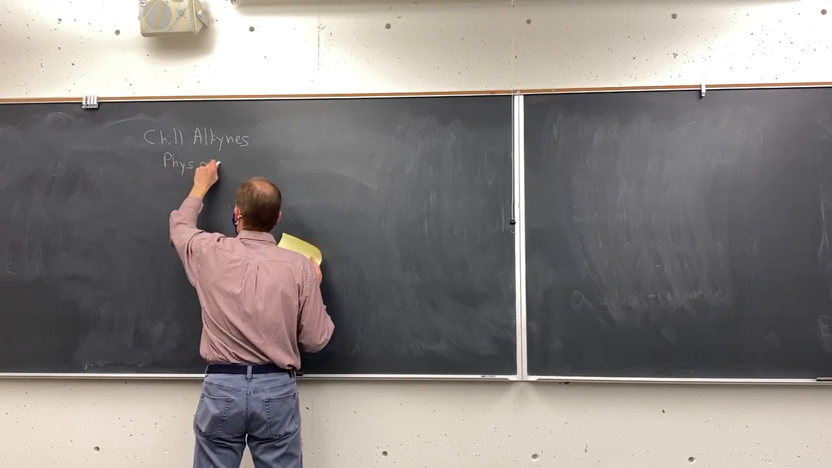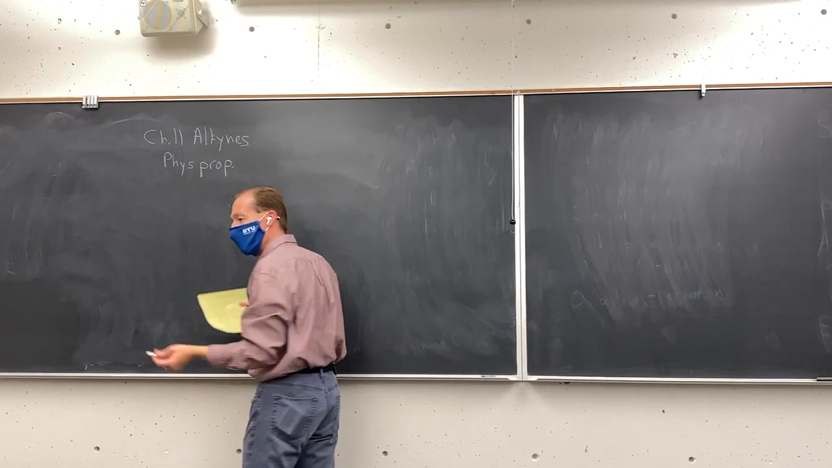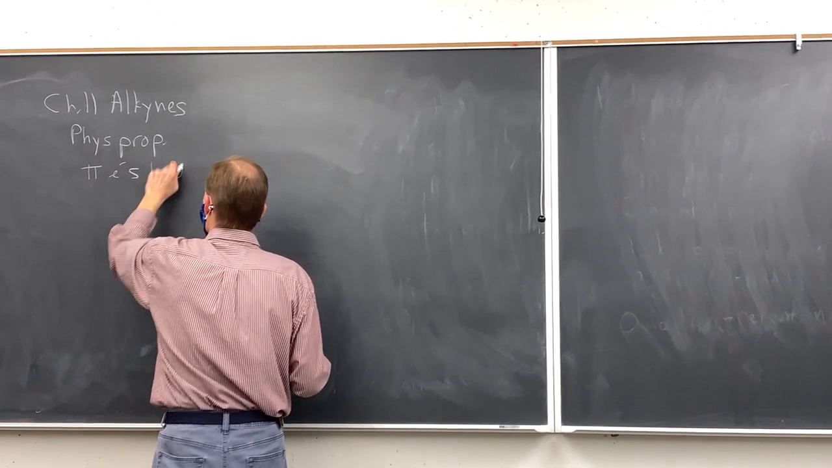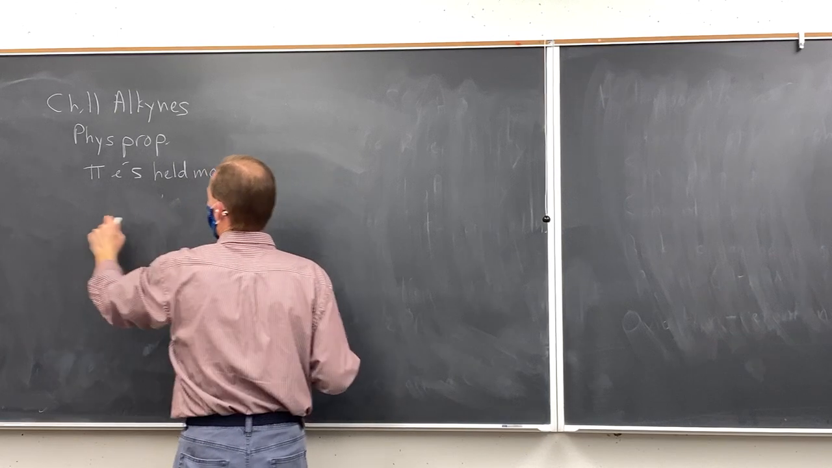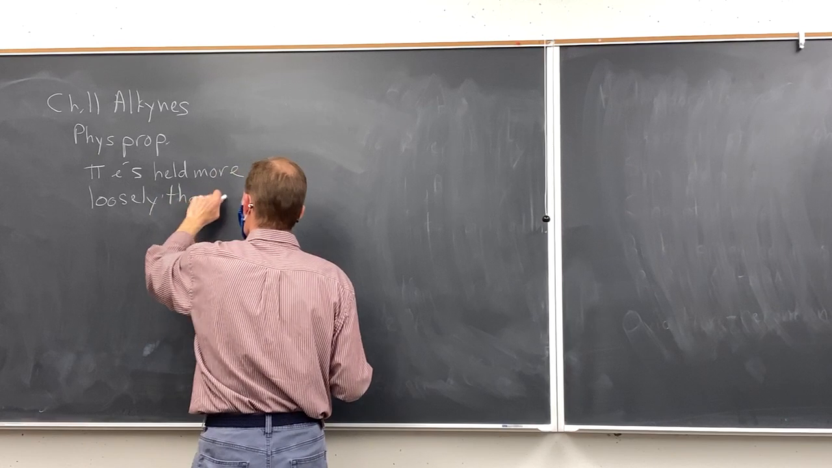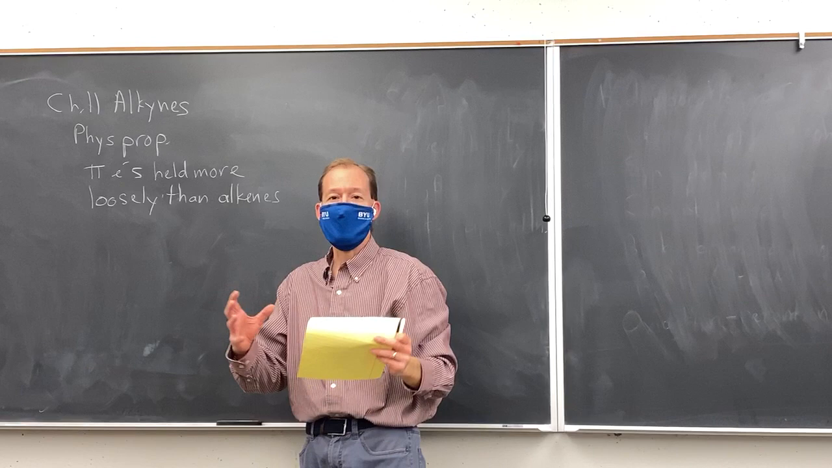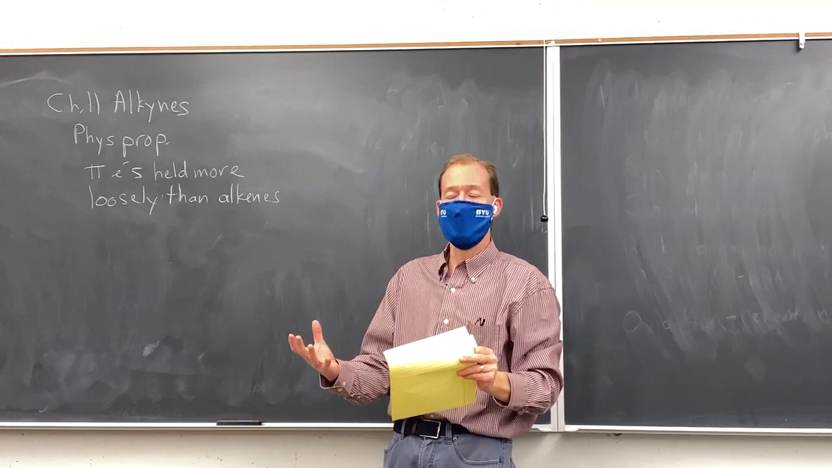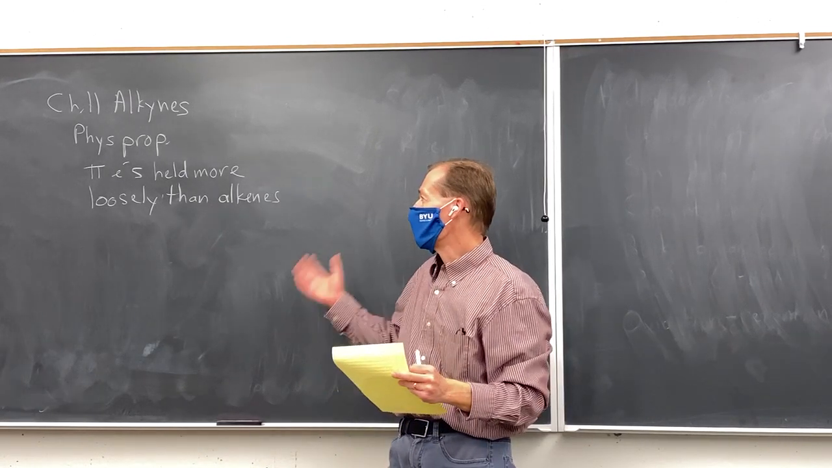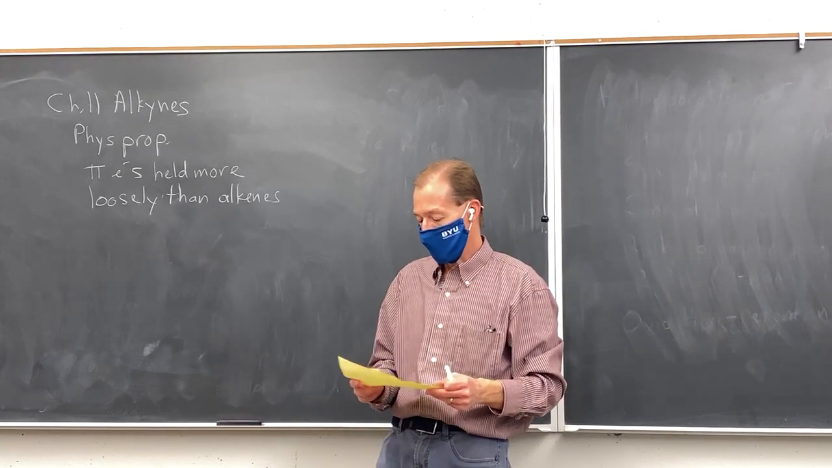We learned a little bit about physical properties of alkynes. The key thing here, we learned that the pi electrons are held more loosely than the pi electrons in alkenes. We used bond dissociation energies to indicate that those pi bonds are not as strong in alkynes compared to alkenes. So the pi electrons are not held as tightly. And so we said that alkynes are more polarizable than alkenes. That's the consequence of this.